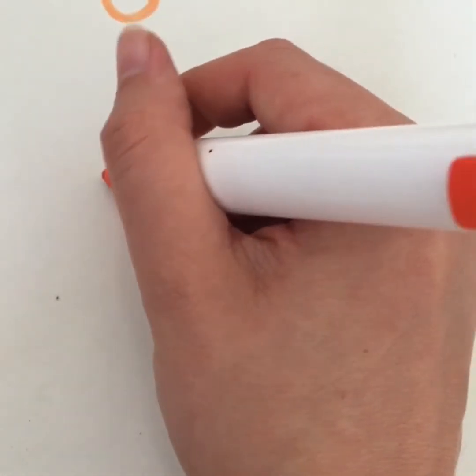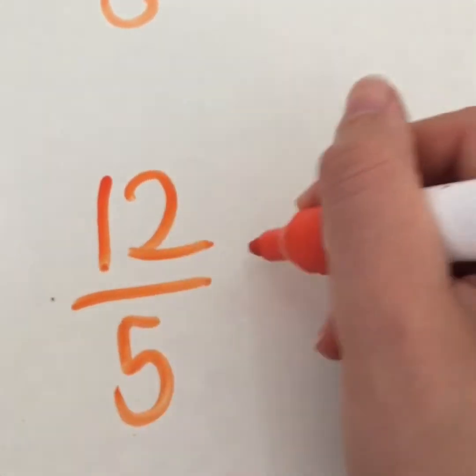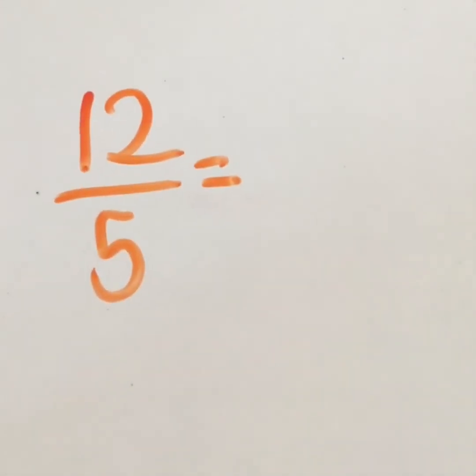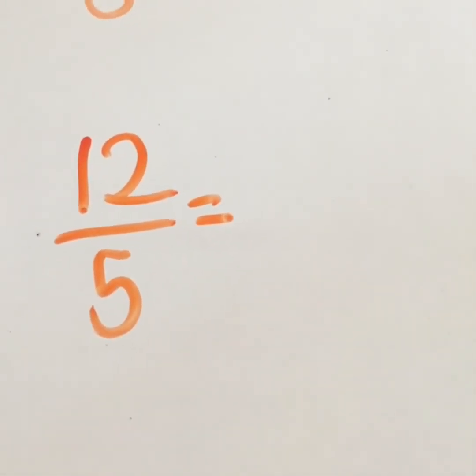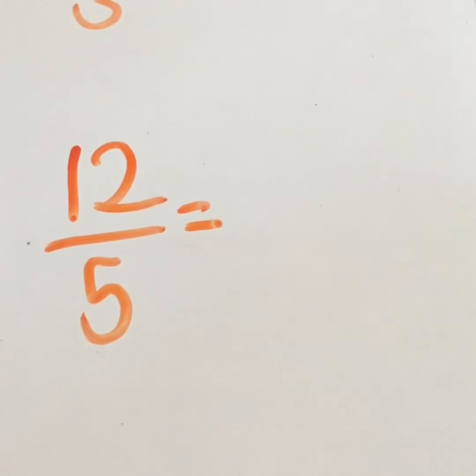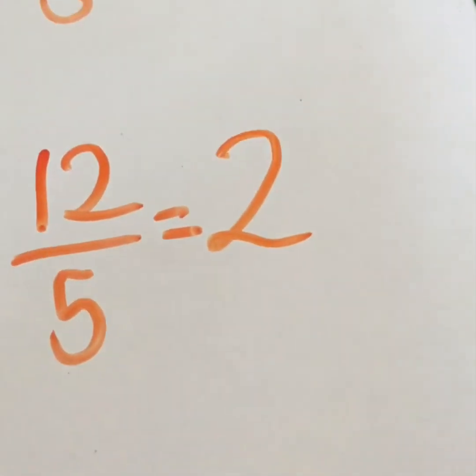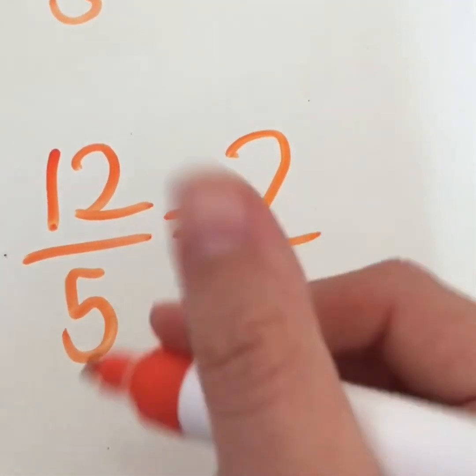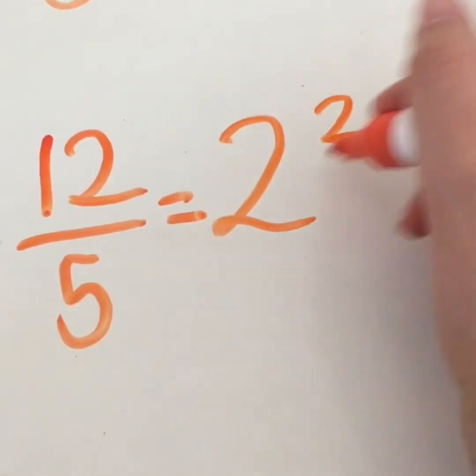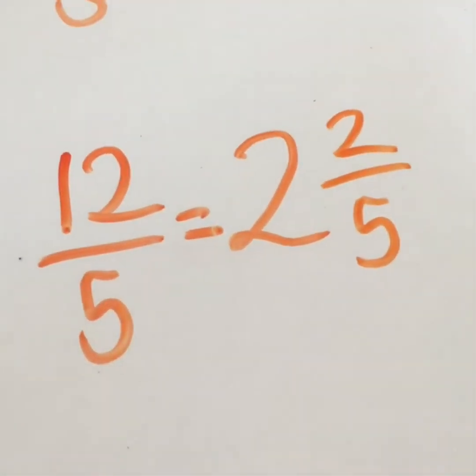If I had 12/5, how many wholes could I make? Well, I could make 1 whole, so that'd be 5/5. I could make 2 wholes, because that would be 10/5. But I've got 12/5, so there'd be 10, 11, 12, and 2/5 left over.